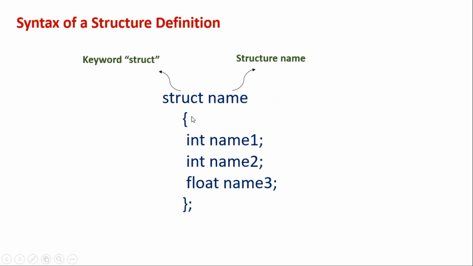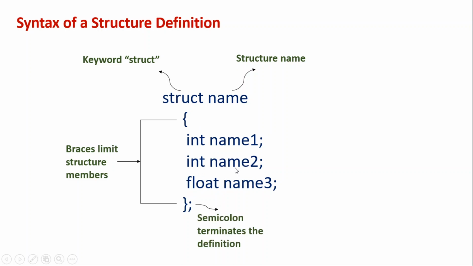Then you open the curly braces, and all the structure members are written within these braces. So after the keyword struct and the name of the structure, I open curly braces, and all the structure members are written within these braces. Now you have to understand that finally the closing of the braces will end with a semicolon.